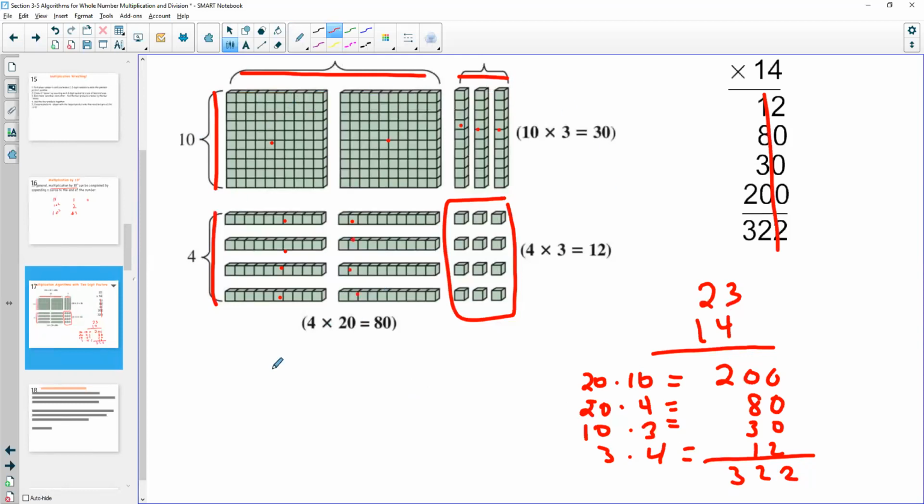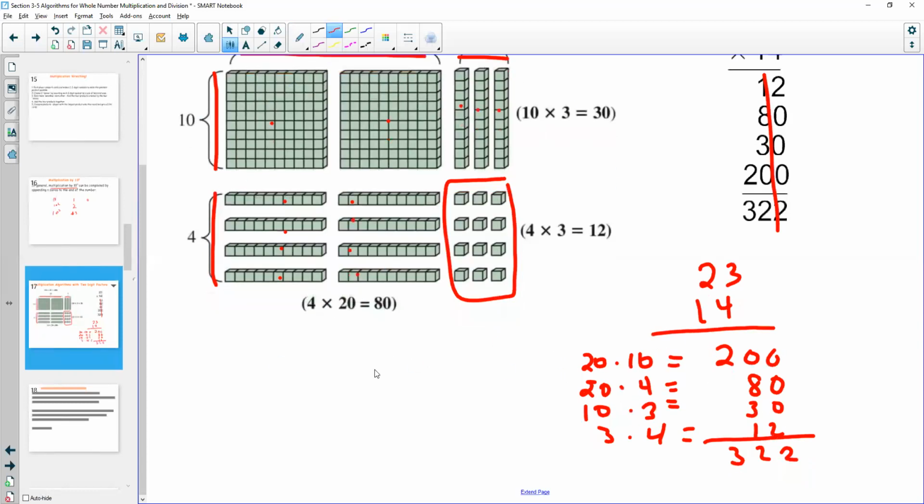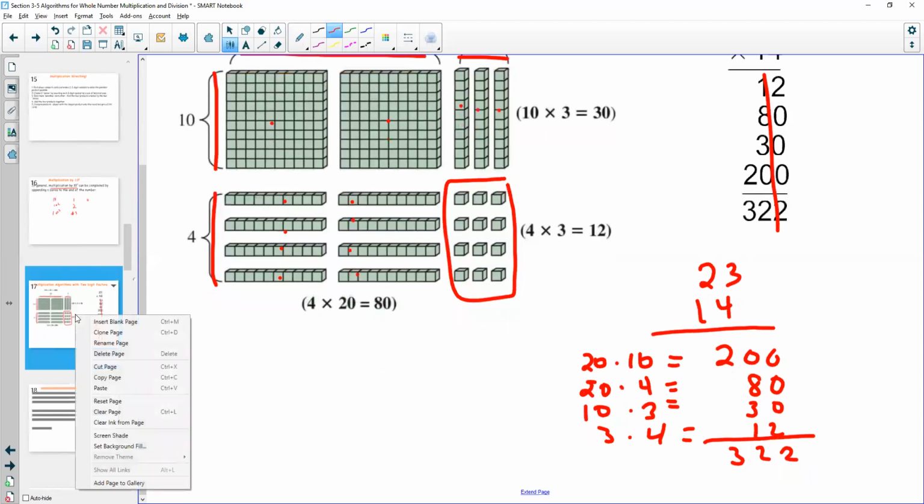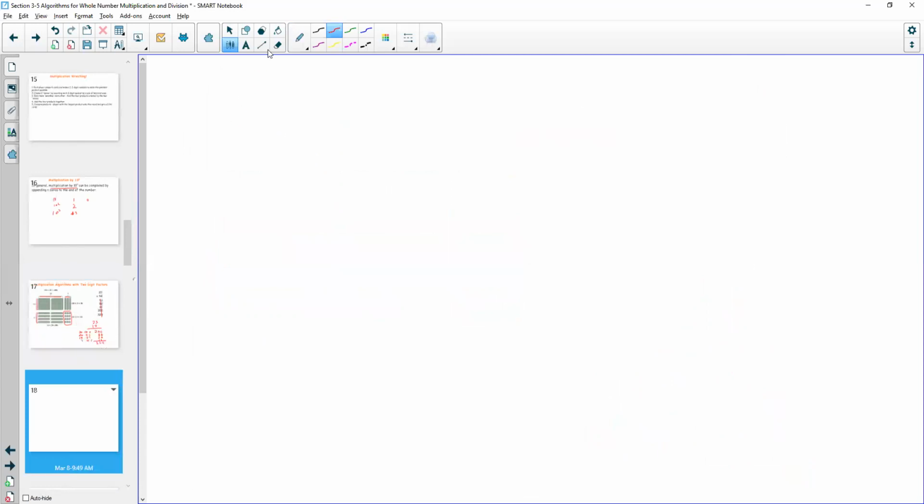And I can use this picture, or I can use the partial products. So let's do another one. Let's try, I don't know, 64 times 23. You try it.